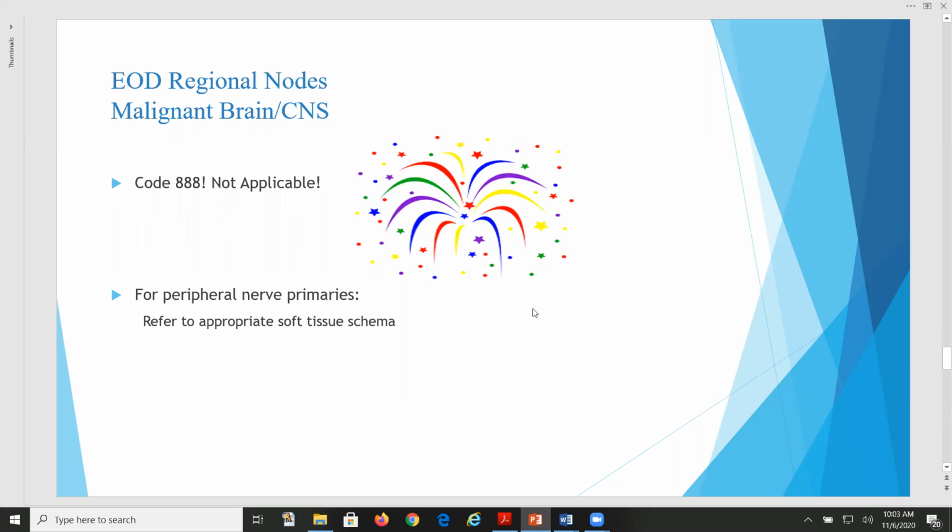EOD regional nodes for malignant brain CNS, we don't have to worry about that. We code 888 as a default code, not applicable. So we can celebrate a little bit there. For peripheral nerve primaries, you need to refer to the appropriate soft tissue schemas.